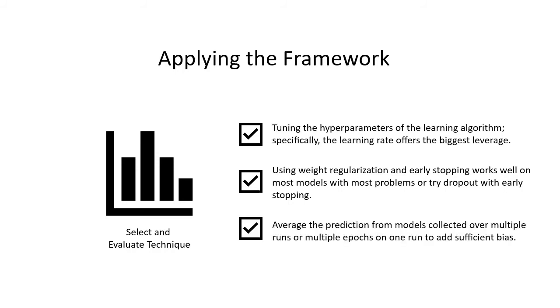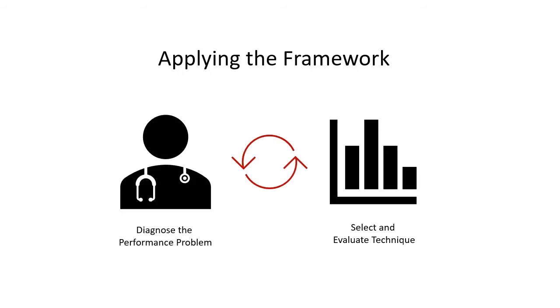And then there are prediction problems. Average the prediction from models collected over multiple runs or multiple epochs on the run to add sufficient bias. Pick an intervention and then read up on that a little bit, including how it works, why it works, and importantly, find examples of how practitioners before you used it to get an idea of how they might solve the problem. The last step is go back to step 1.